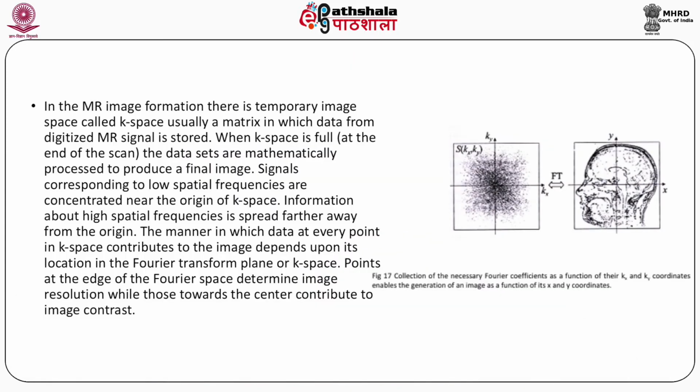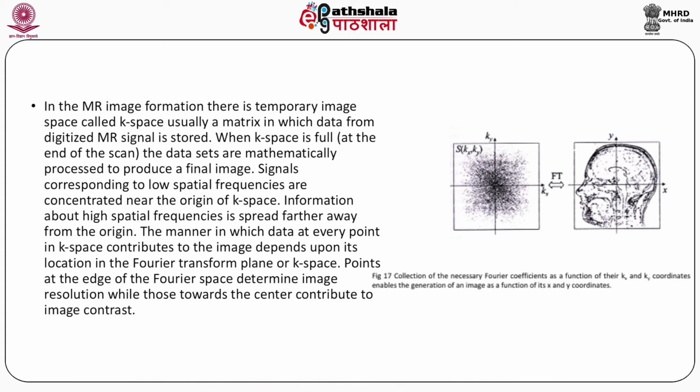In MR image formation, there is a temporary image space called K space, usually a matrix in which data, in the form of digital MR signal, is temporarily stored. When K space is full at the end of the scan, the data sets are mathematically processed to produce a final image. Signals corresponding to low spatial frequencies are concentrated near the origin of K space. Information about the high spatial frequencies is spread further away from the origin.